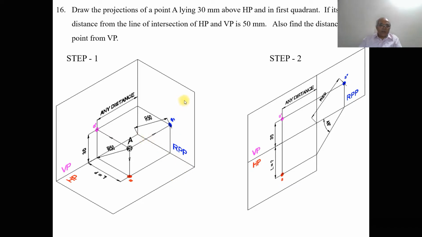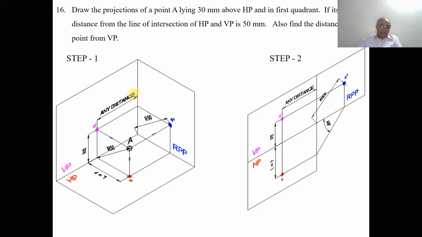So when you cut it and open it, what happens? RPP will go to the right side and HP will come down. So this is going to be the position we get after the rotation of the planes. Then this distance can be any distance because you have not specified the distance with respect to the profile plane, so you can take whatever distance you want.